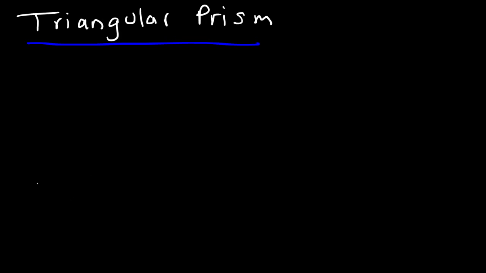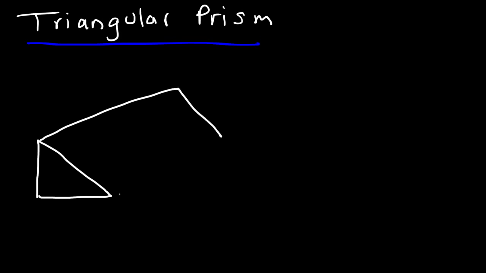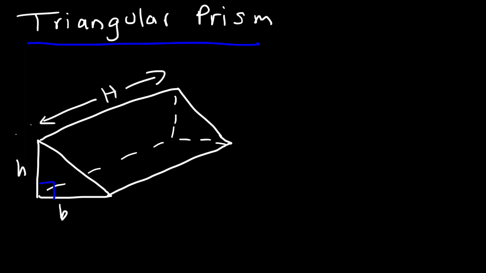Now the next shape we need to talk about is the triangular prism. Now there's multiple ways in which we can draw this figure. So one way we can draw it is like this. The base could be a right triangle. It can be an equilateral triangle. So it could be many things. So in this example, let's say that this is the base, this is the height, and this is the height of the prism itself, which I'm going to distinguish from this h by using capital H.